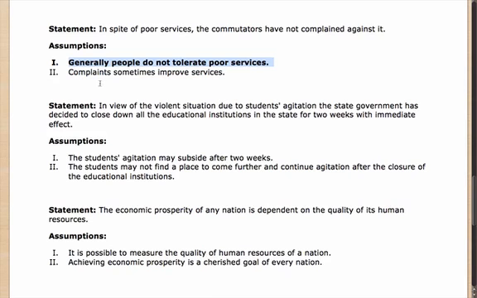Complaints sometimes improve services. No one here is talking about improving the services. They are just reflecting a fact that people do complain if they do not like the services which are given. So, which means the answer for this particular question would be A, that only the first one is implicit.